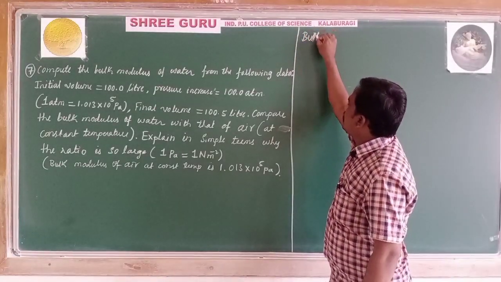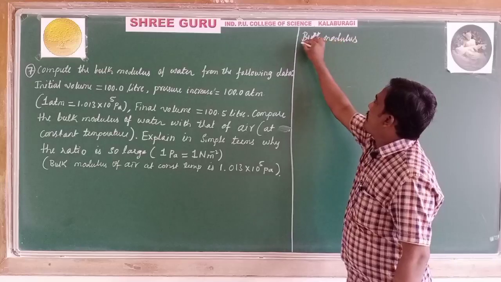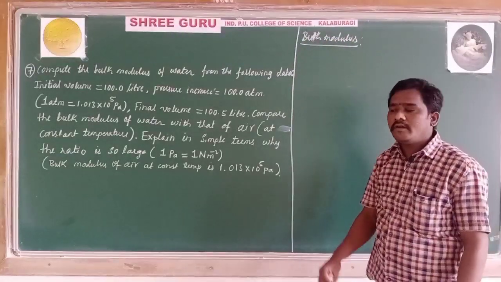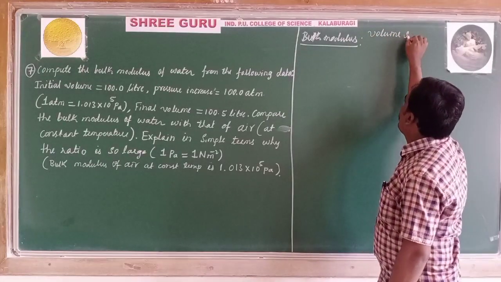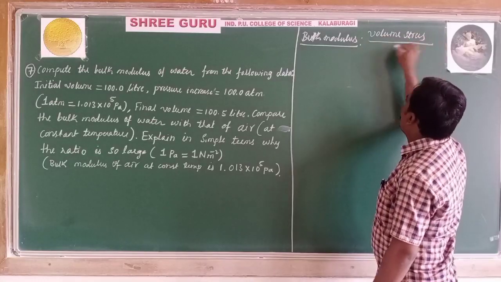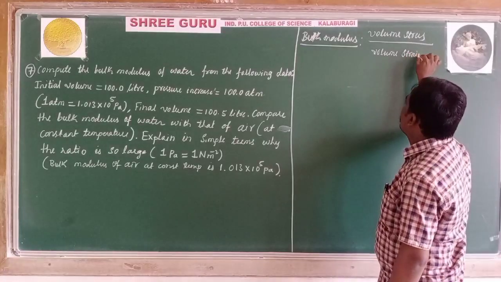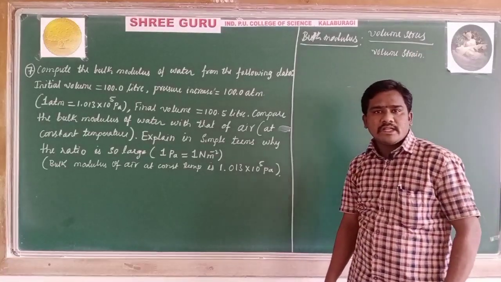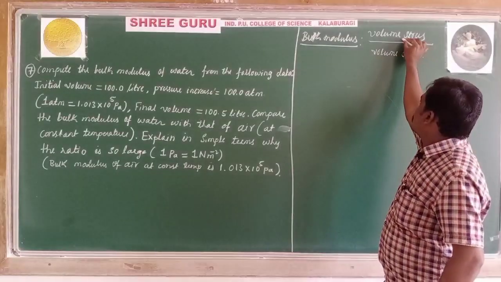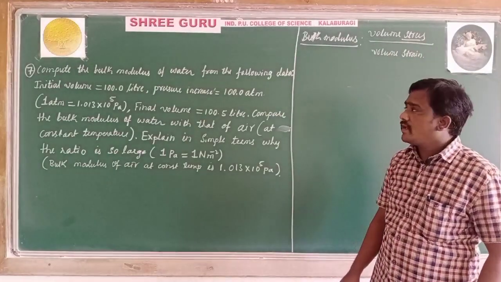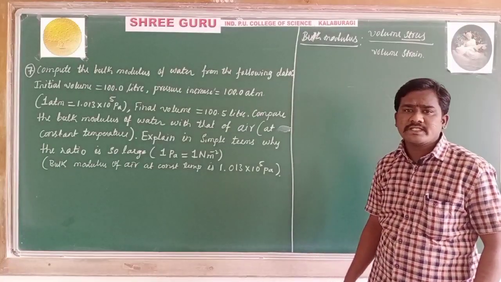Already we know, what is this bulk modulus? Bulk modulus is the ratio of volume stress to volume strain. Here, volume and bulk modulus are with respect to the stress terms only. Listen here. Bulk modulus is inversely proportional to compressibility. Already we discussed this thing.